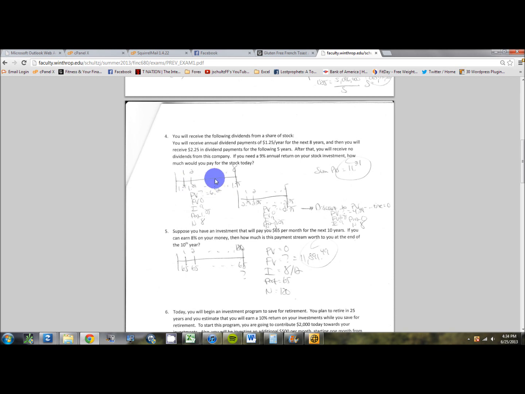For the first one, you've got this $1.25 for 8 years. The interest rate is 9%, given in the problem. It's going to be 8 years. Future value is 0, it's just a pure annuity. So you crank out that present value and get $6.92. That's pretty easy.